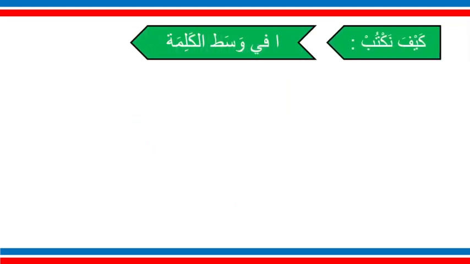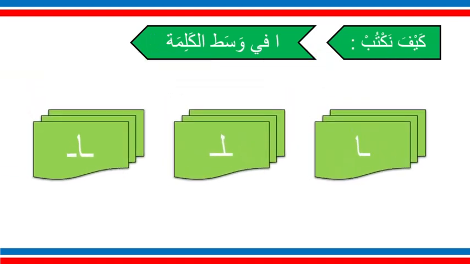Next question is to choose the correct answer. كيف نكتب? How do we write? A في وسط الكلمة. A in the middle of the word. Now we have these three options. I want you to choose.